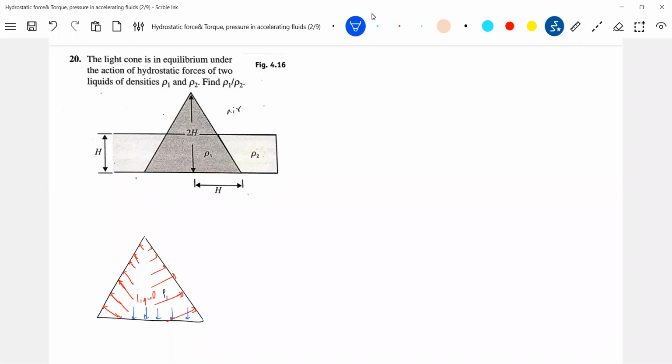Blue color and red color arrows are different. I think this is one property of liquid: pressure varies with the depth. On the base or bottom, the pressure everywhere is the same. So the liquid will exert a force like this here.